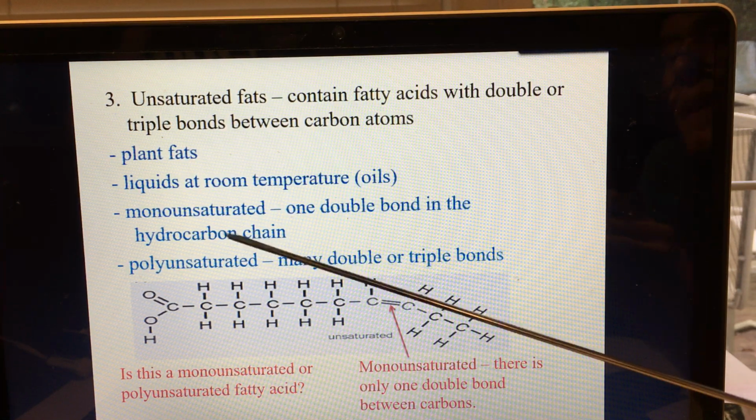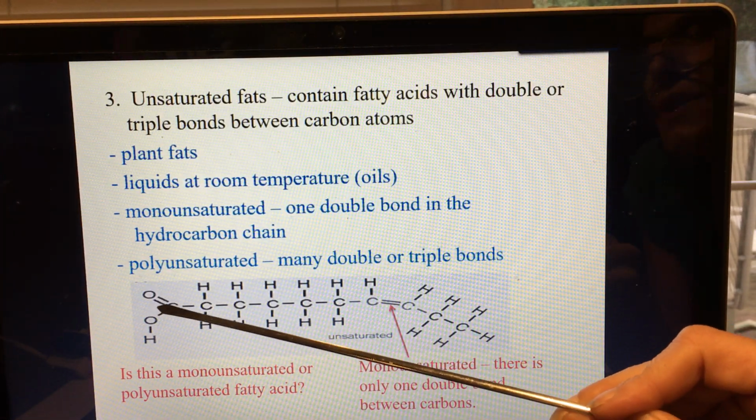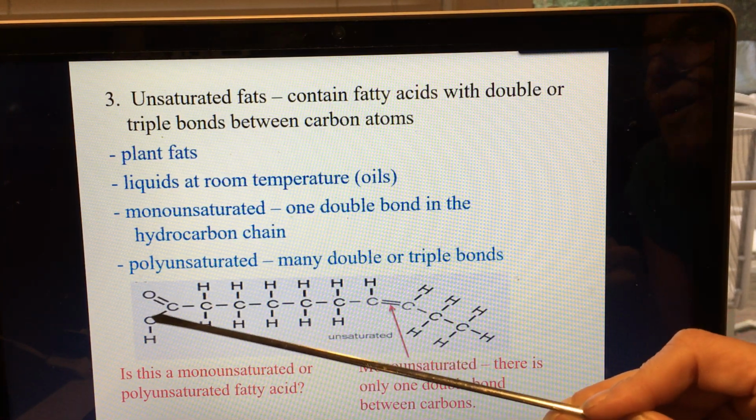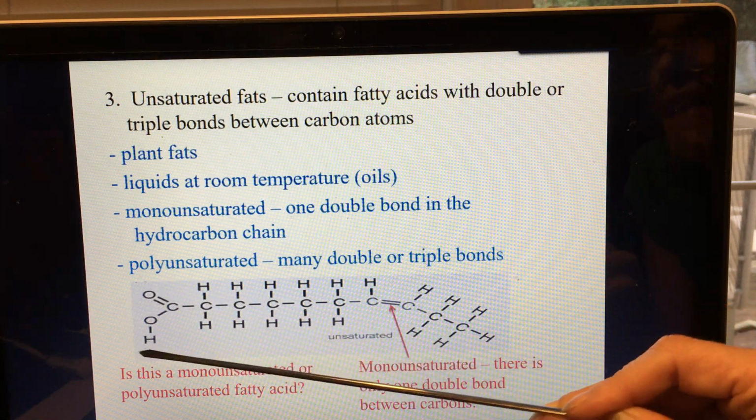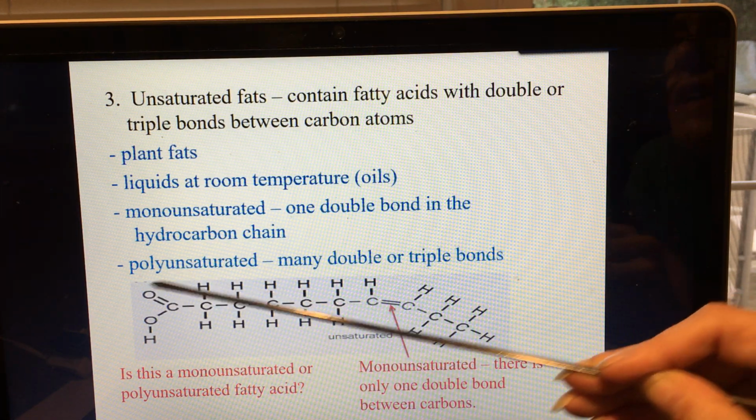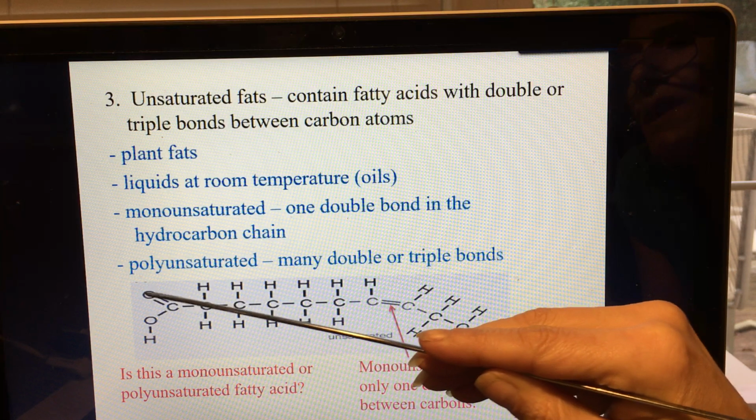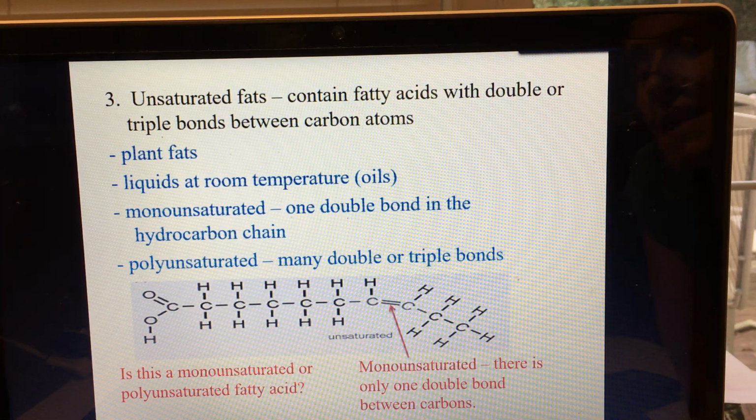Now, careful, because this group on the end here, this carbon double bonded to an oxygen, bonded to another oxygen and a hydrogen, COOH, is called a carboxyl group. That's in every fatty acid, whether it is saturated or unsaturated. You do not count the double bond between the carbon and the oxygen here when you're counting double bonds to decide whether it is monounsaturated or polyunsaturated.